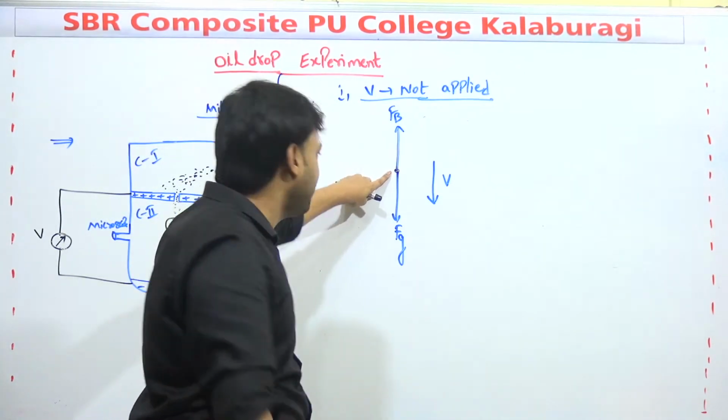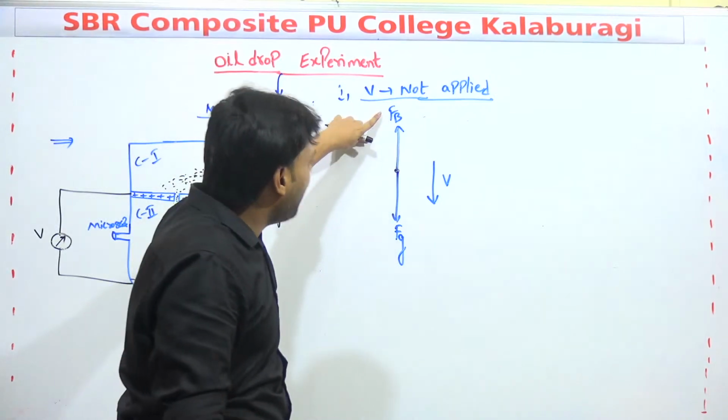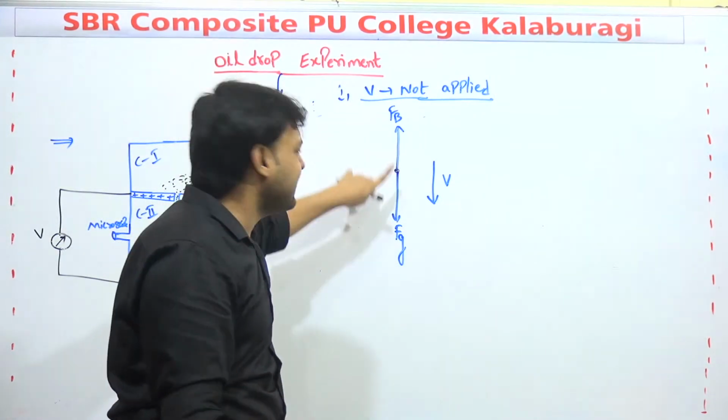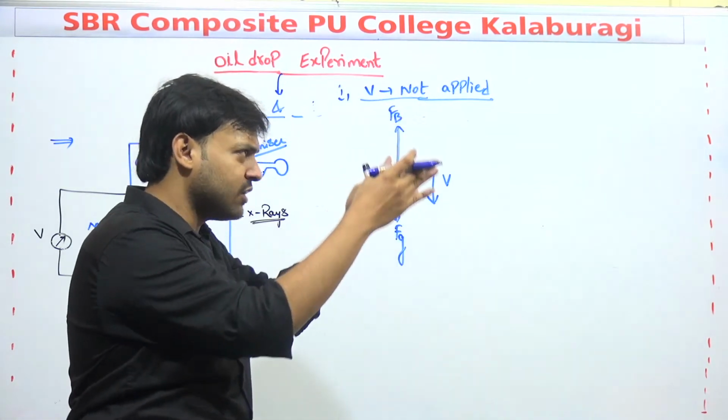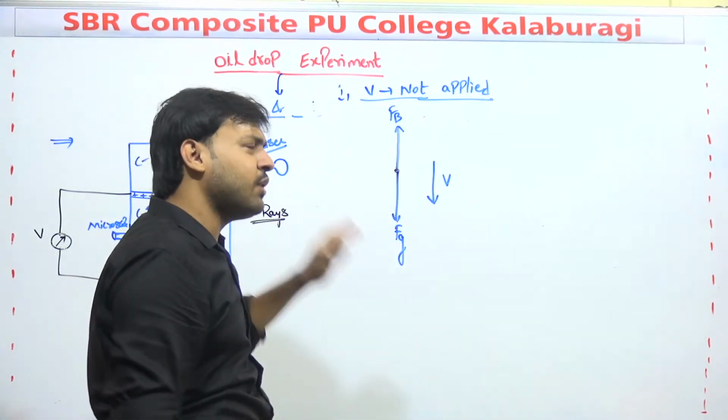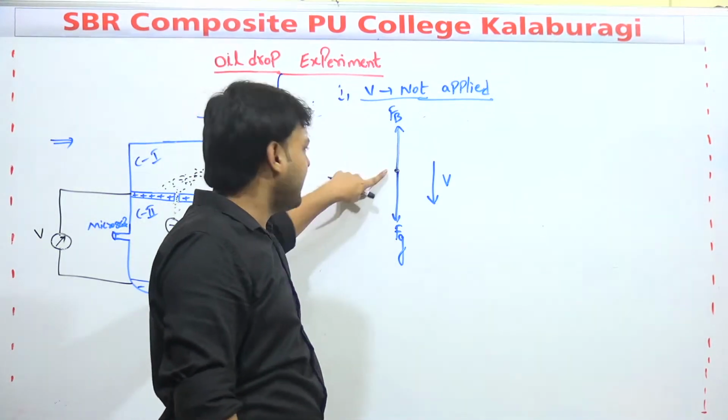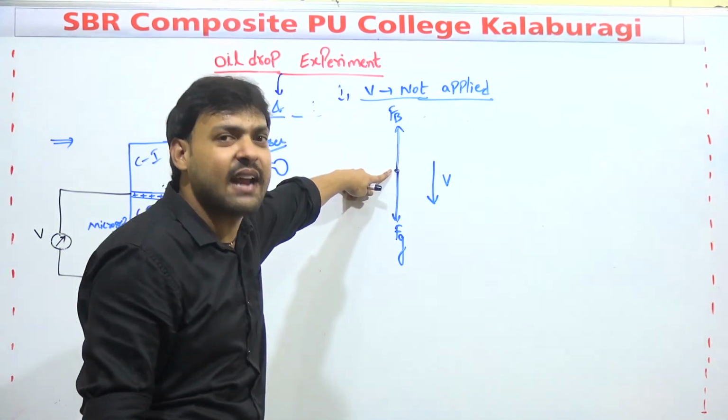Wait for a minute, okay? Gravity acts downwards, buoyancy force acts upwards, and definitely it should go downwards, right? Because gravity will be more. So it is moving downwards. One more force will also act on the drop. What is that force? Air drag.